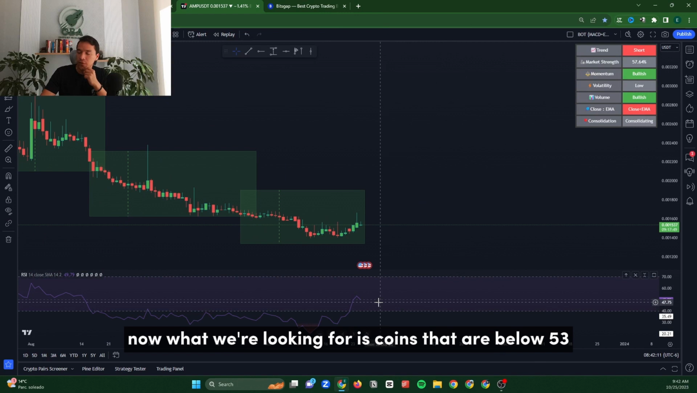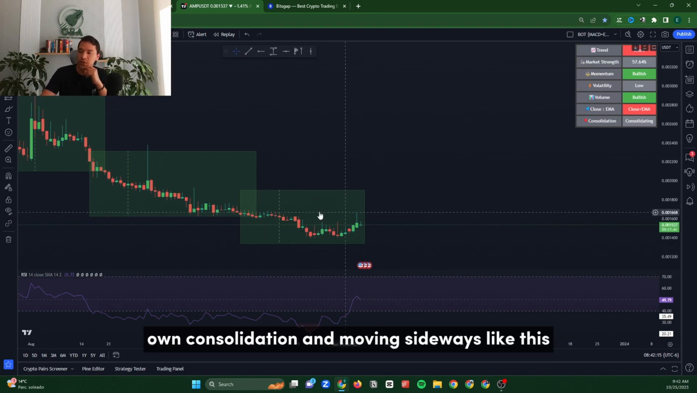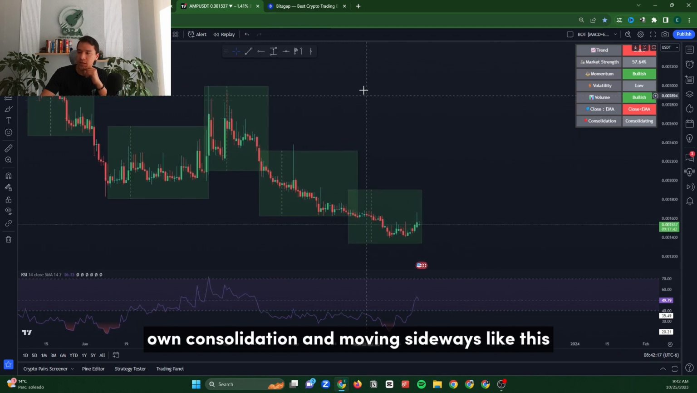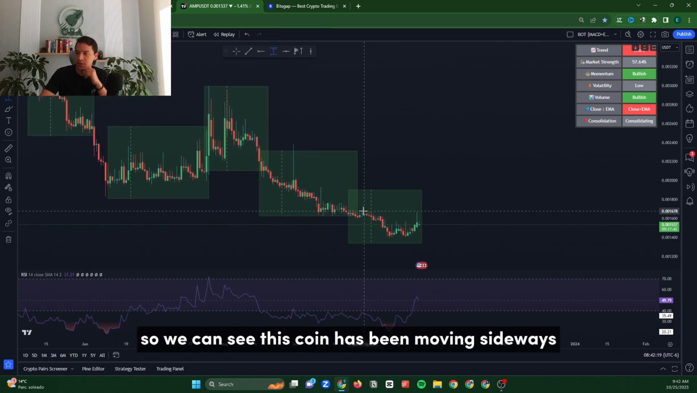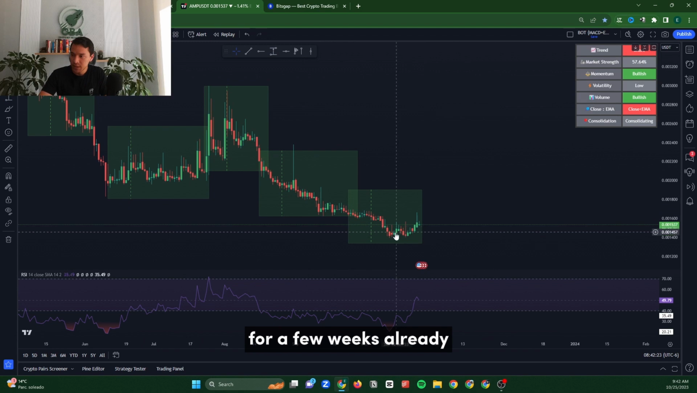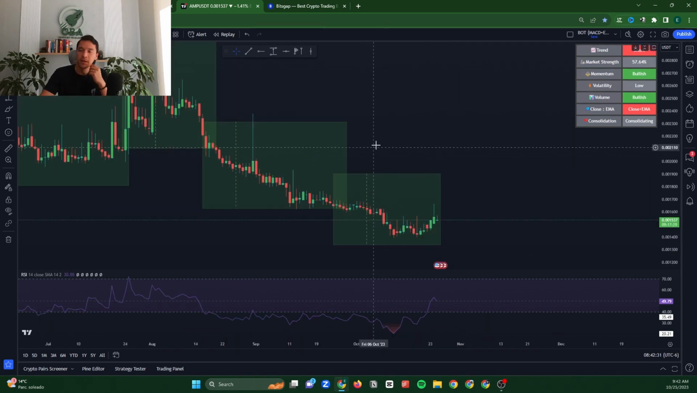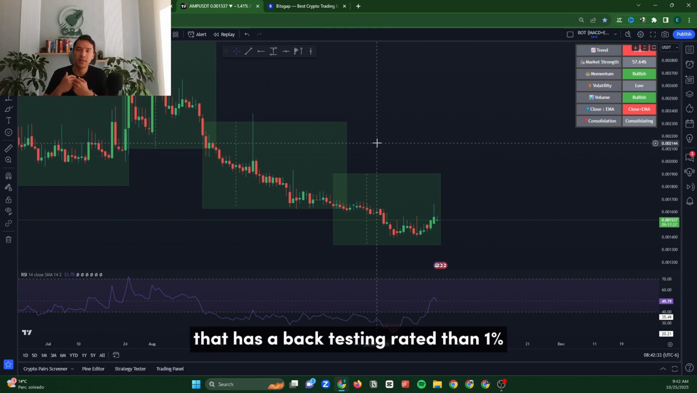Now, what we're looking for is coins that are below 53 and that are on consolidation and moving sideways like this. So we can see this coin has been moving sideways for a few weeks already. It has been about a month now. And then the second thing is a cryptocurrency that has a backtesting greater than 1%.